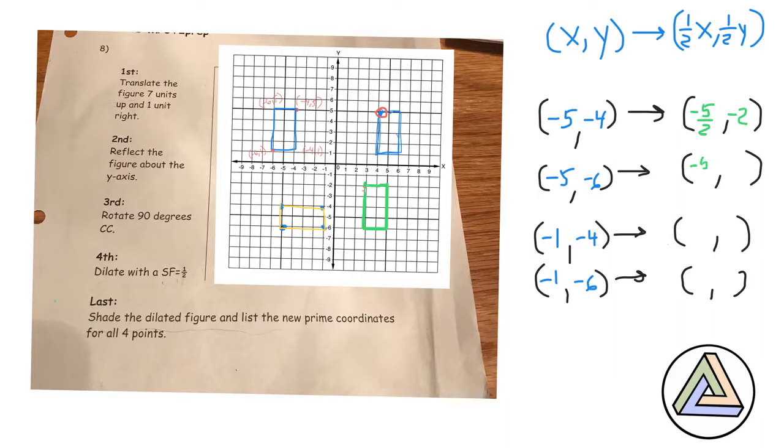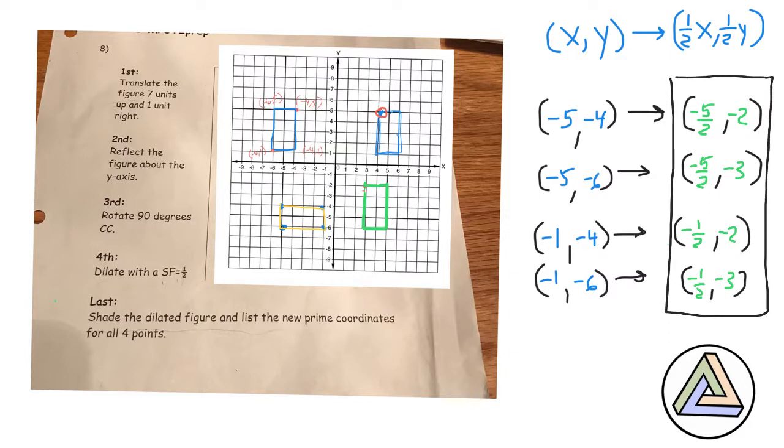Once again, negative 5 over 2. Negative 6 times 1/2 is negative 3. Negative 1 times 1/2 is negative 1/2. And negative 4 times 1/2 is negative 2. Negative 1 times 1/2 is negative 1/2. And negative 6 times 1/2 is negative 3. So these right here are our new reference points. And by the way, that is the final shape as well.